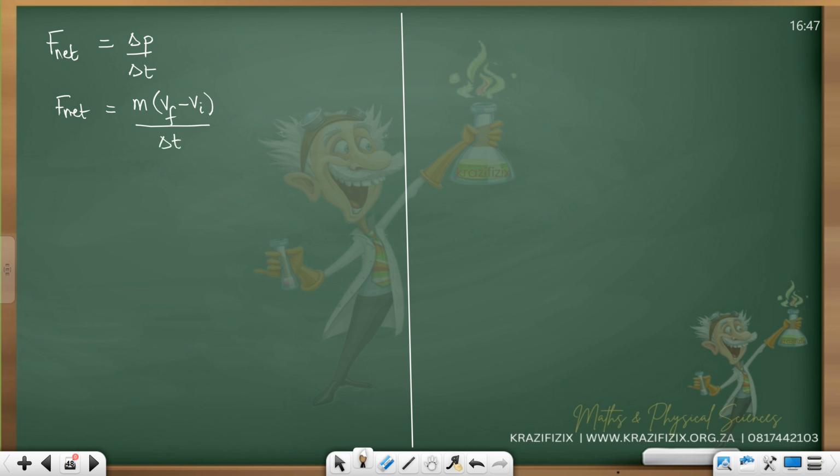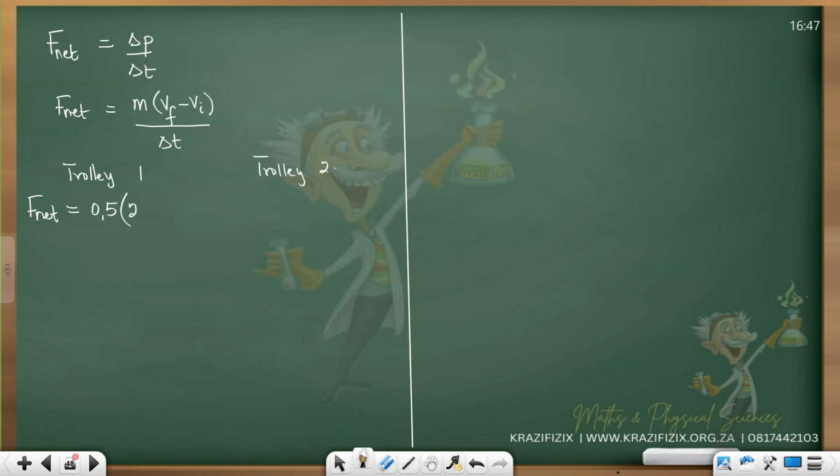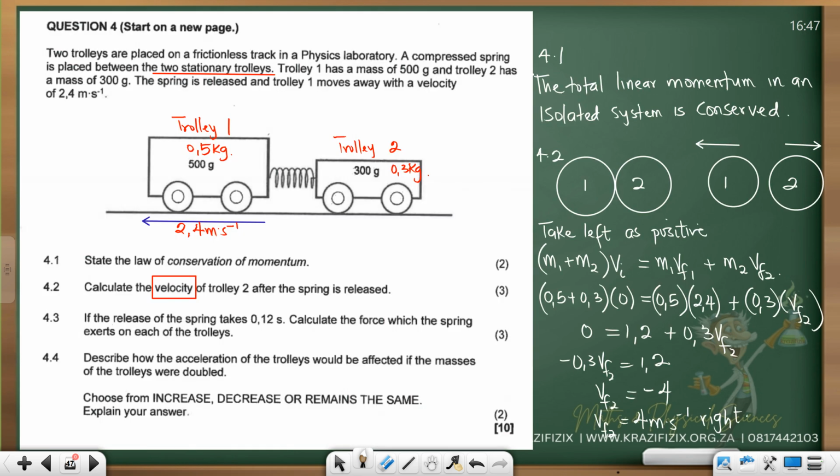Okay, I want us to see something here. Let's work with trolley 1. I want us to see something. And then I'll do trolley 1. Please, you will do trolley 2. Okay. So F net. Once I say trolley 1, I'm going to use the mass of trolley 1, which is 0.5. I am going to use the final velocity of trolley 1, which is 2.4, positive 2.4, because I chose left as positive. Initial velocity of 0. And my time, what is my time? 0.12.